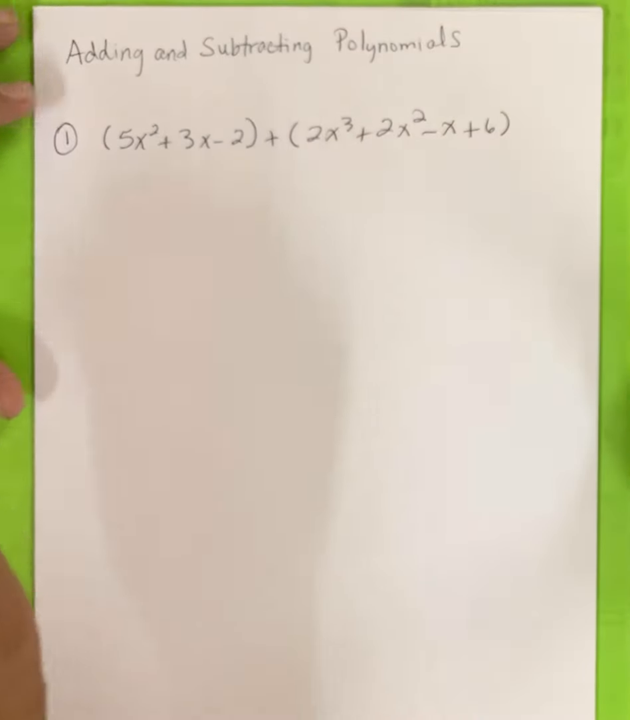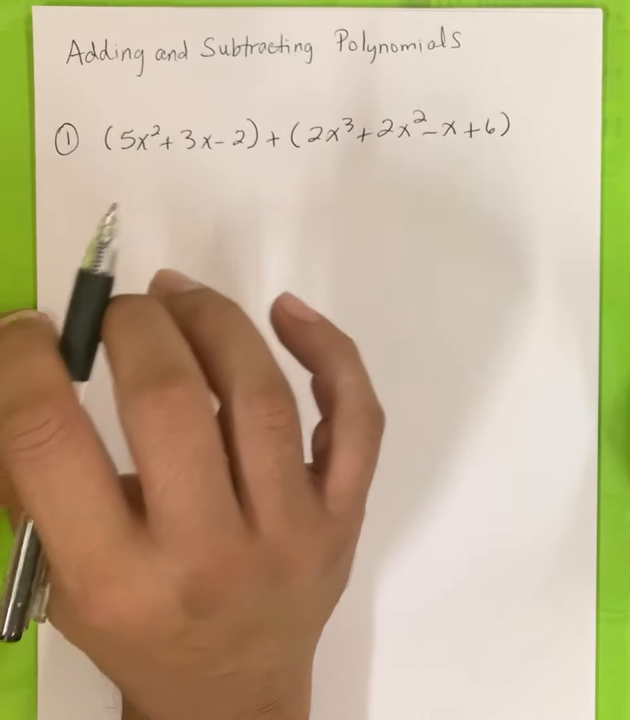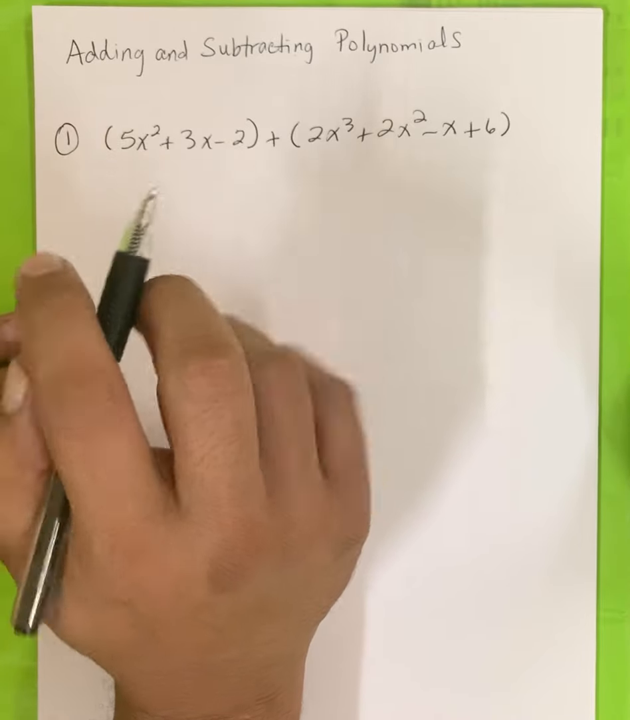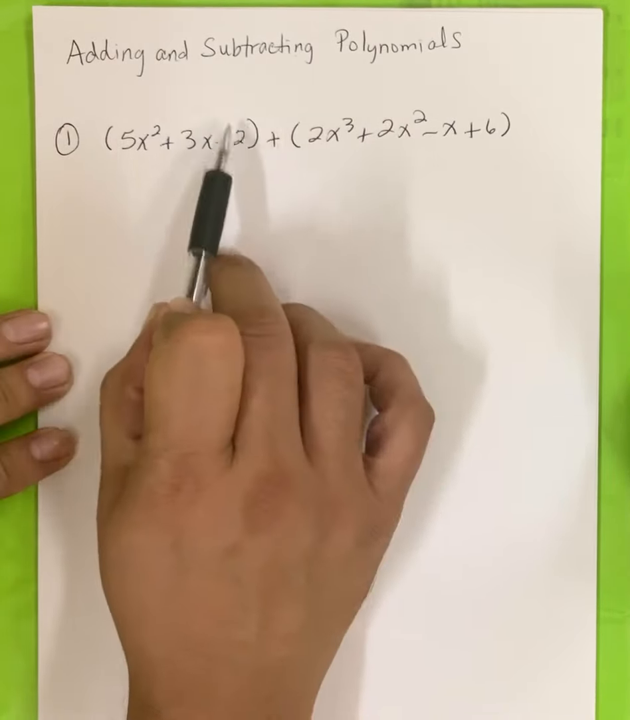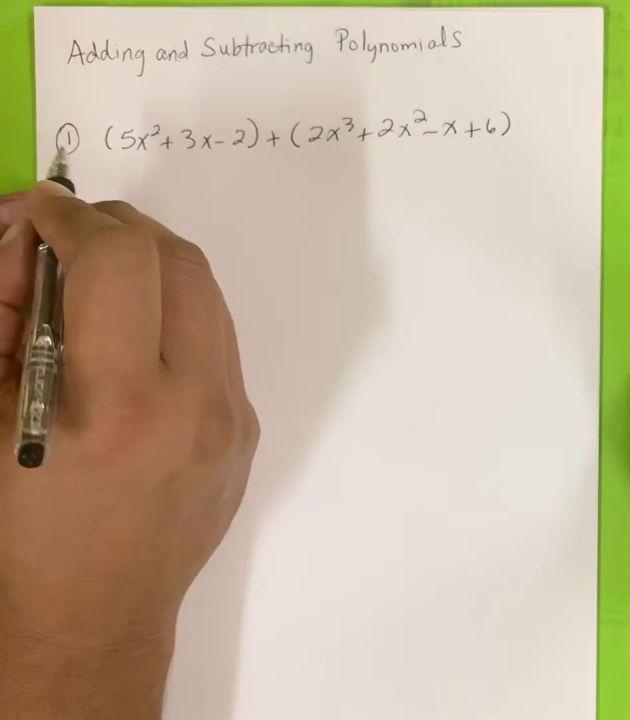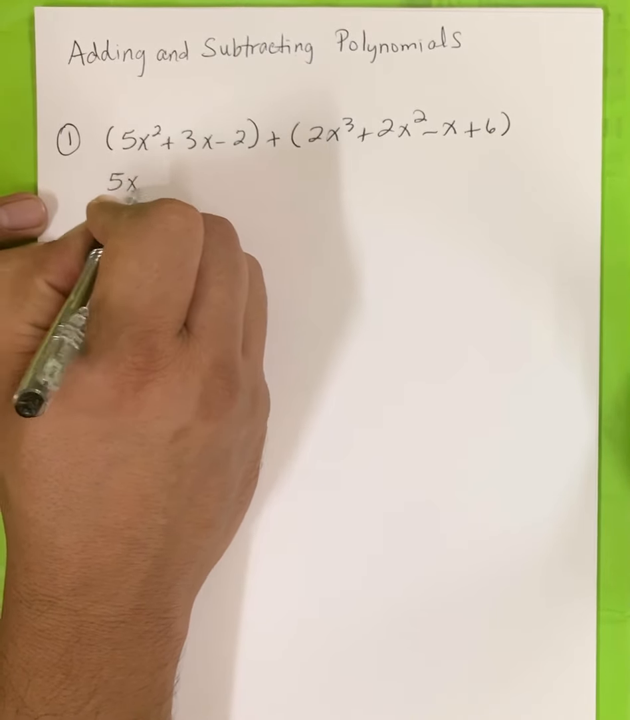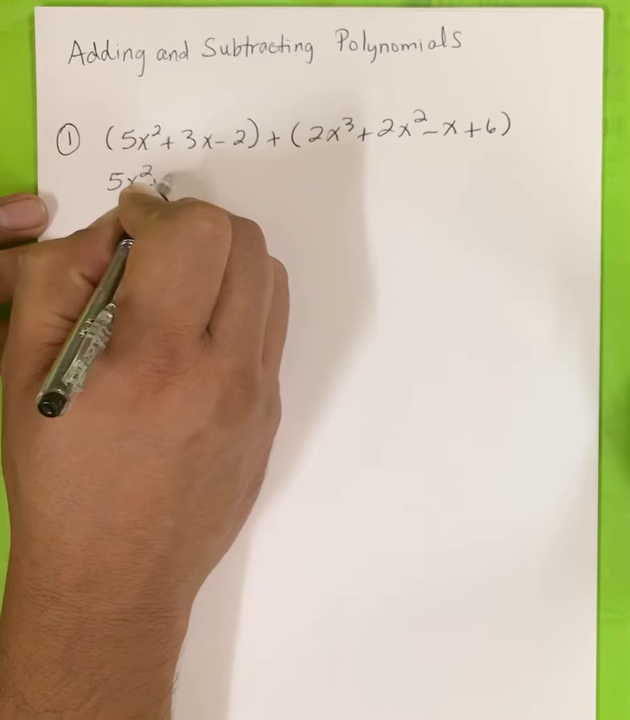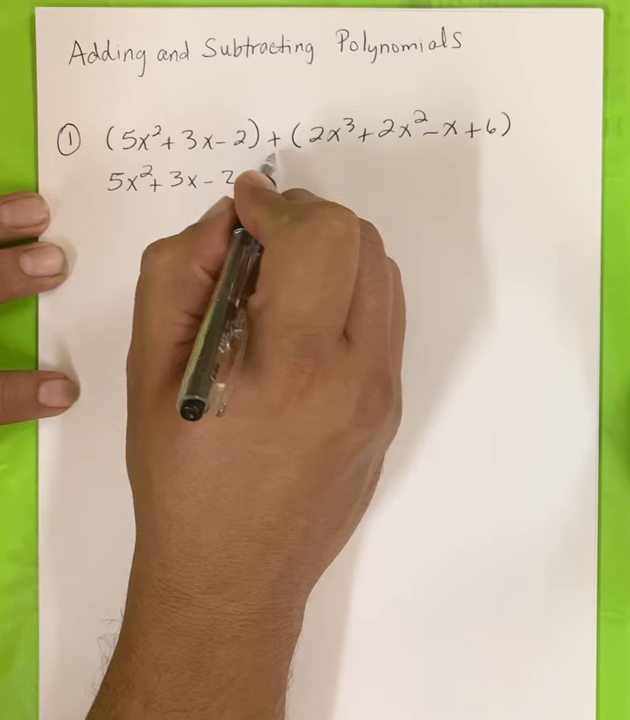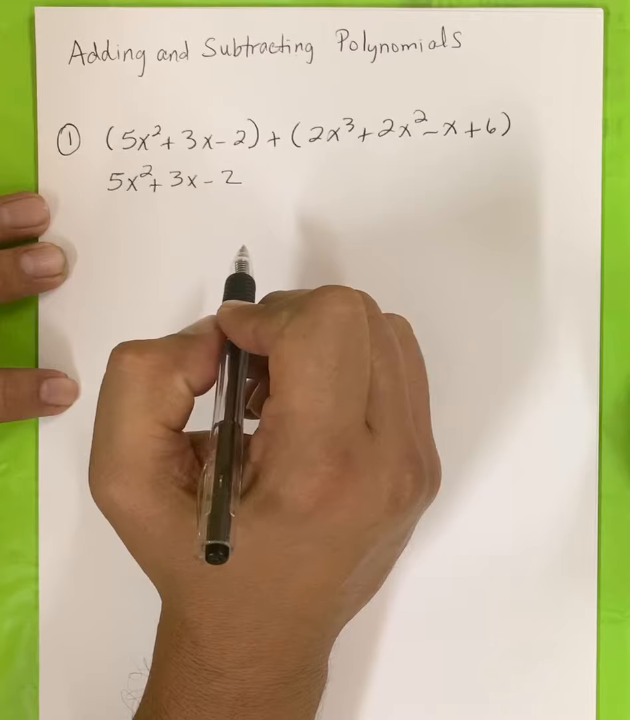Step number 1. Keep in mind, step number 1: we must remove the parentheses. We must take out, remove, or do away with the parentheses. So what do we do? Step number 1, we bring down the problem, 5x squared plus 3x minus 2, exactly the way it is. Whenever it's a plus sign, you bring it down exactly the way it is.